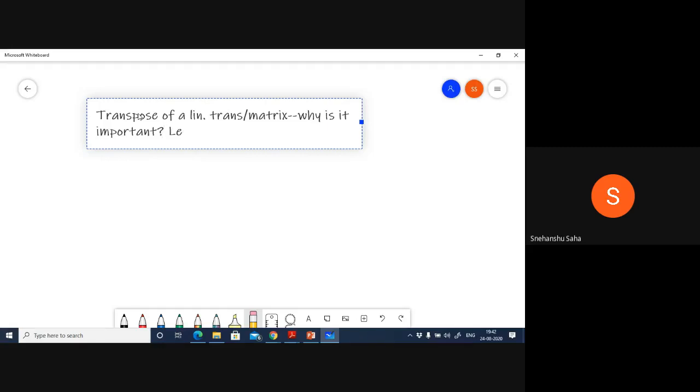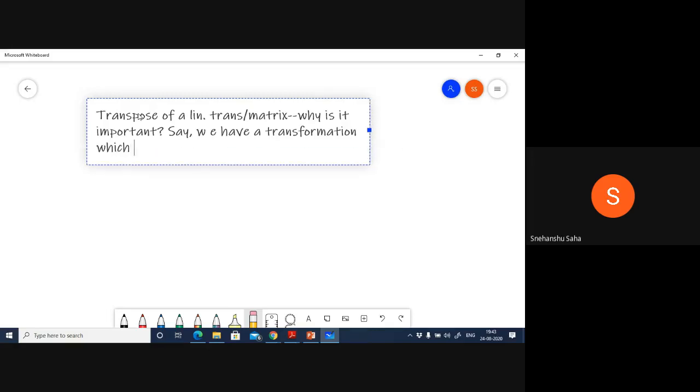Let's say we have a transformation which is non-square, which means the corresponding matrix is also a non-square matrix. And we are actually dealing with a situation where you have a system of equations. We still need to find the solutions. We can't say we can't find the solution. We still need to find the solution, right?